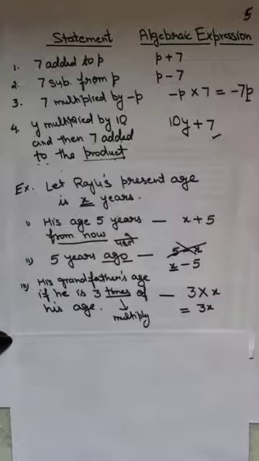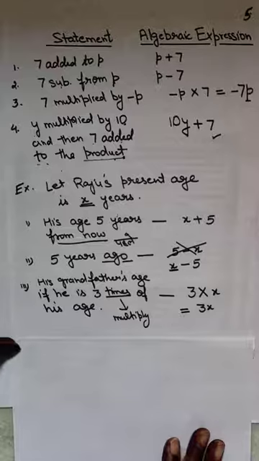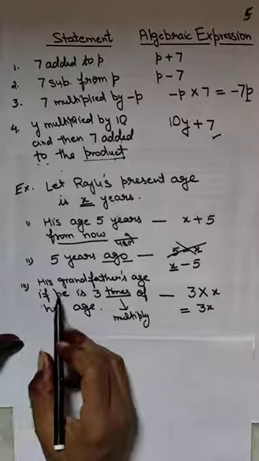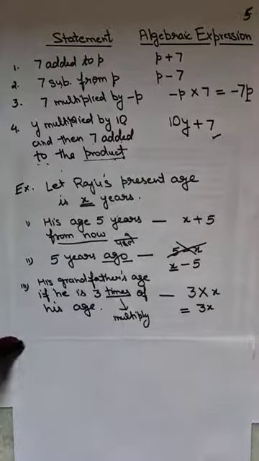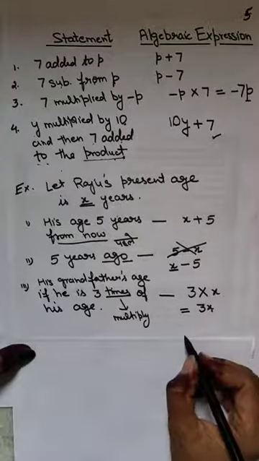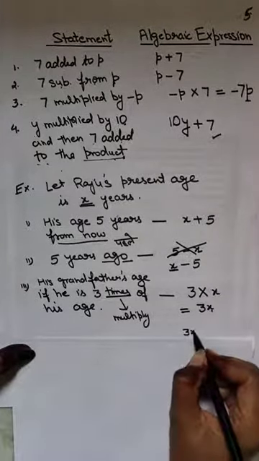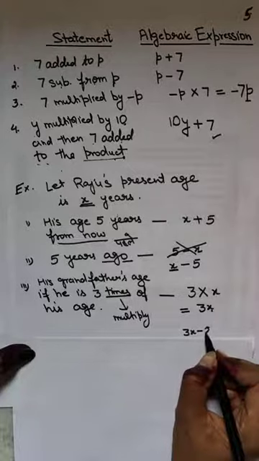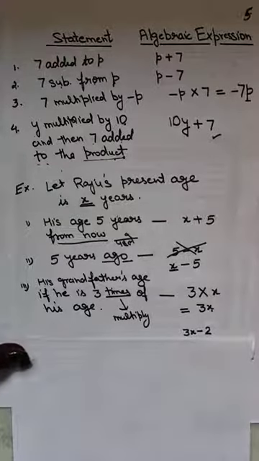In the same way, younger means chota. So, if his grandmother is 2 years younger than his grandfather, how will you find out? 3x is the grandfather's age, and the grandmother is 2 years younger, so subtract 2 from that. This is the grandmother's age.